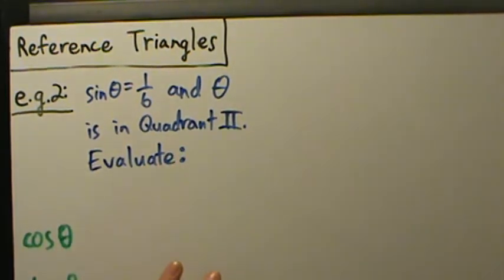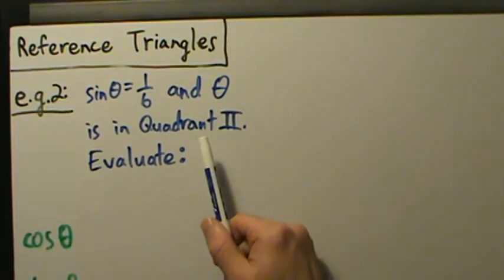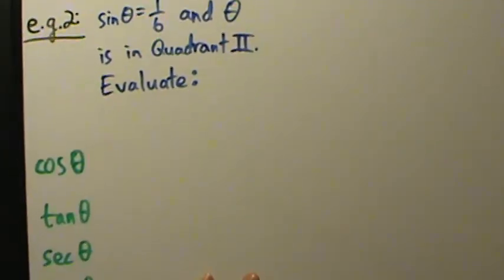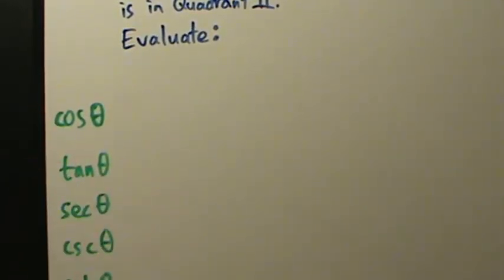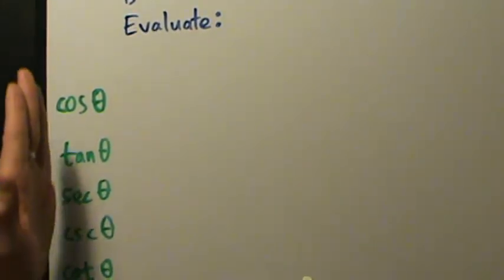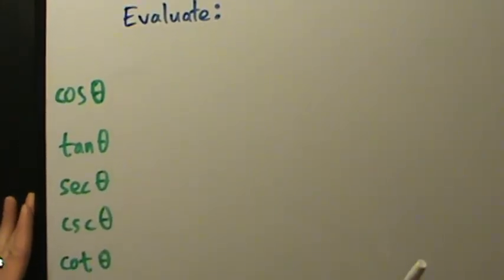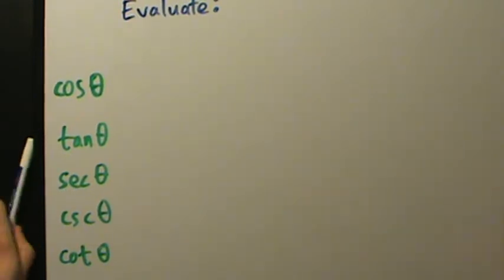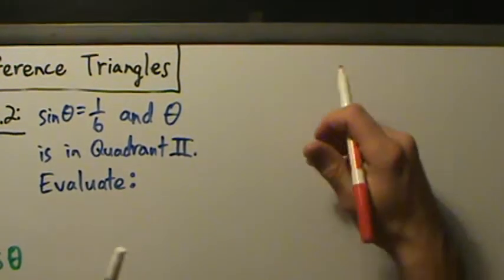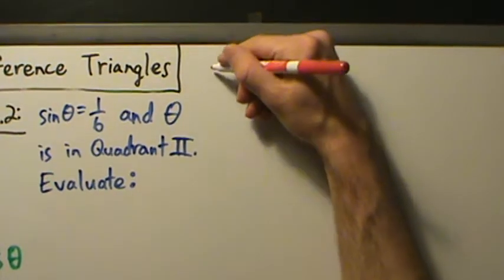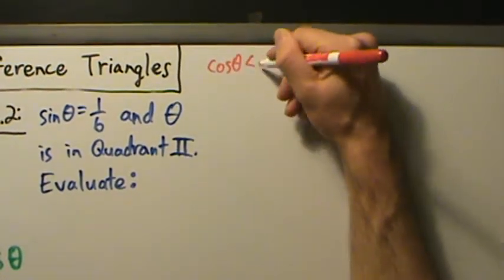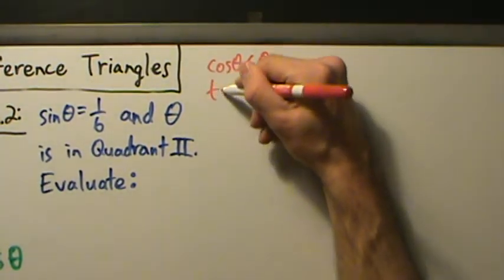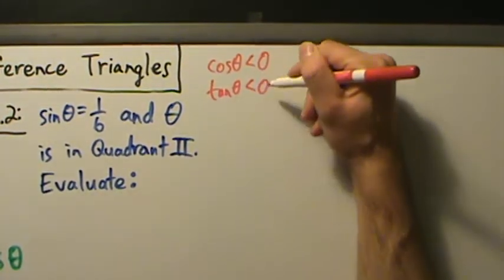So before we continue, we know that theta is in quadrant 2. So that we'll be safe later on, let's jot down off to the side which ones of these are positive and which ones are negative. Since we're in quadrant 2, cosine of theta is negative, right? Remember, cosine of theta is negative if theta is in quadrant 2. How about the tangent? Tangent of theta is also negative if we're in quadrant 2.